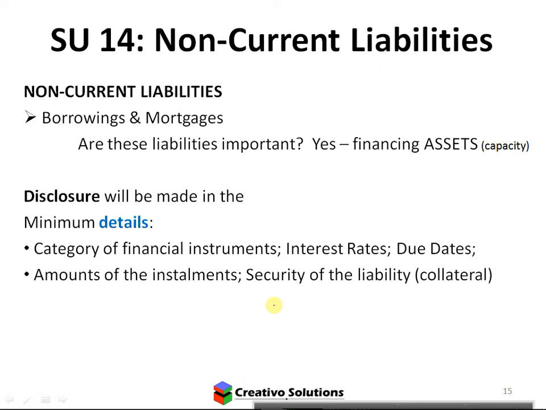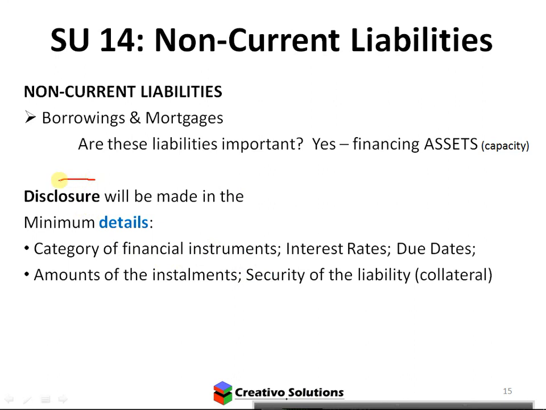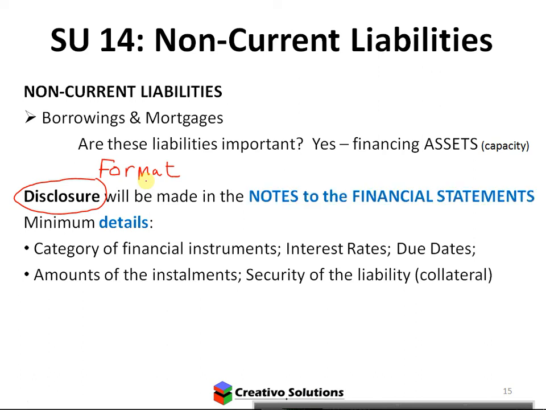So what do the accountants want to see? They want to see detail. They want to see good disclosure. Remember, the definition of disclosure would be the format, the way we present information. And where will the disclosure be? Yes, exactly, because this is looking at the detail. Good. So you could have a note where you've got all the information.